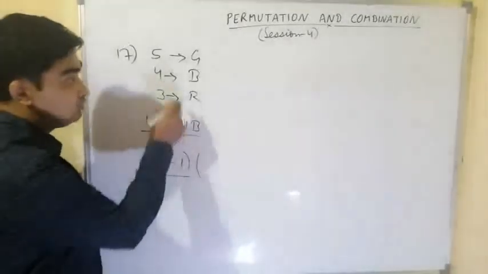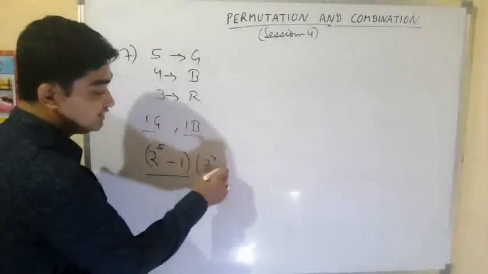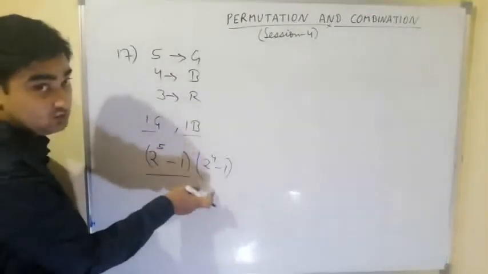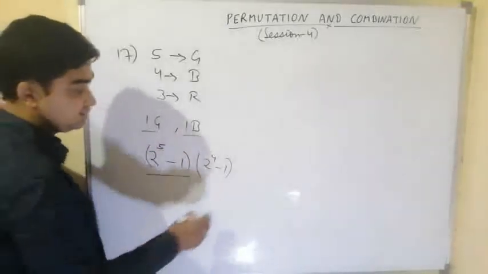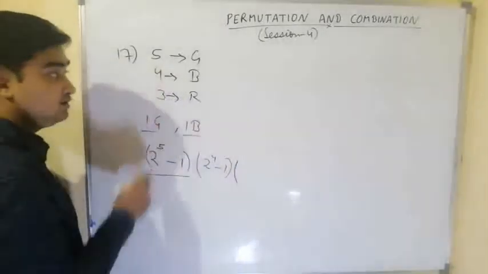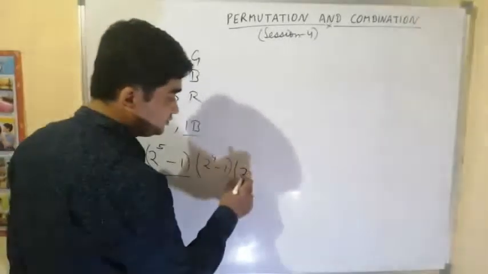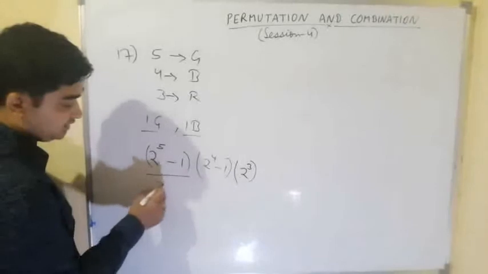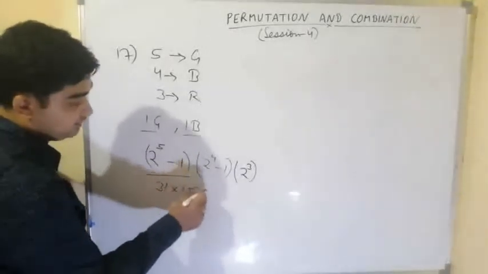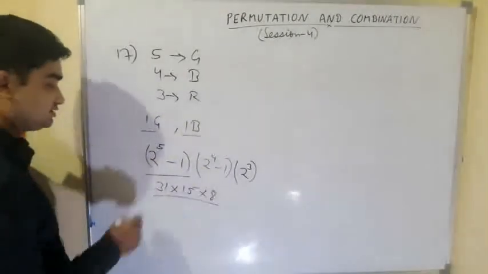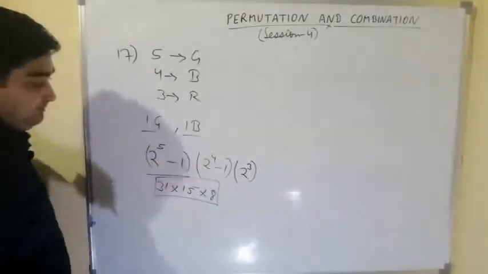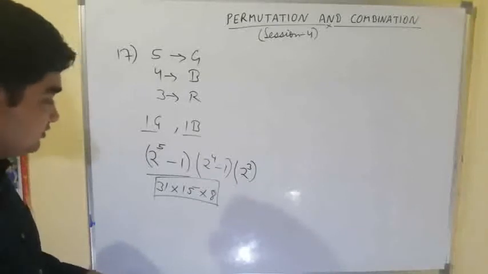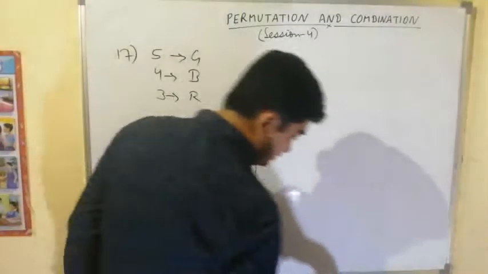And with blue we have how many choices? 2 power 4 minus 1, because one case you have to subtract where we are leaving every blue ball. And red balls are 3, so how many choices will we have? 2 power 3. So total choices available with us are 31 into 15 into 8. This is the answer for this problem.